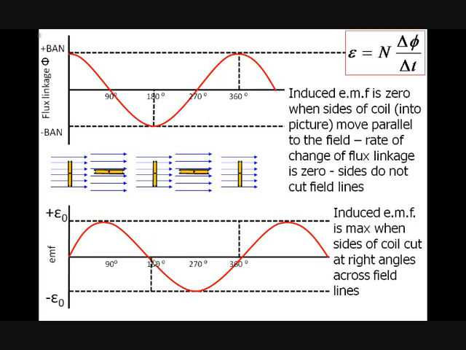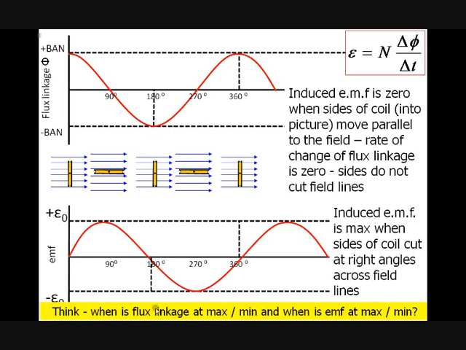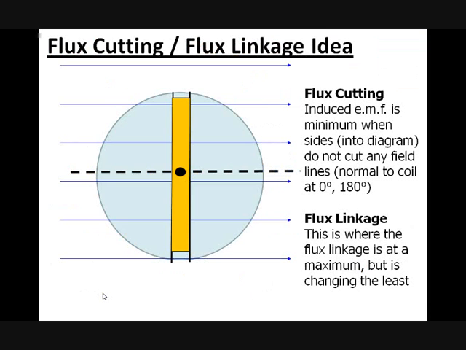Remember that EMF is the rate of change of flux linkage. So we've gone through when flux linkage is at a maximum and minimum, and when EMF is at a maximum and a minimum. Some extra notes on this idea of flux linkage: two arguments for two ways of describing the same thing.